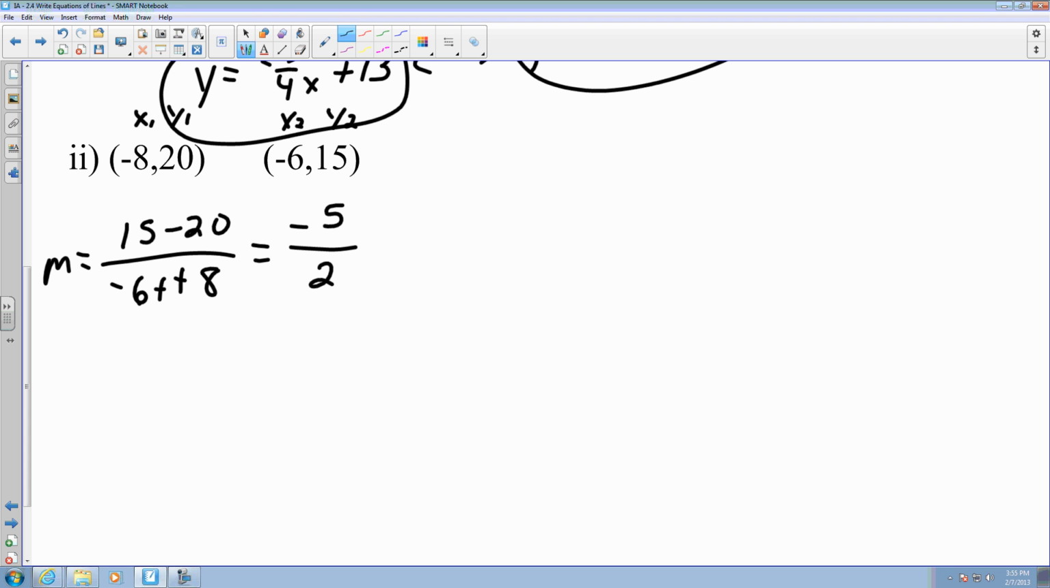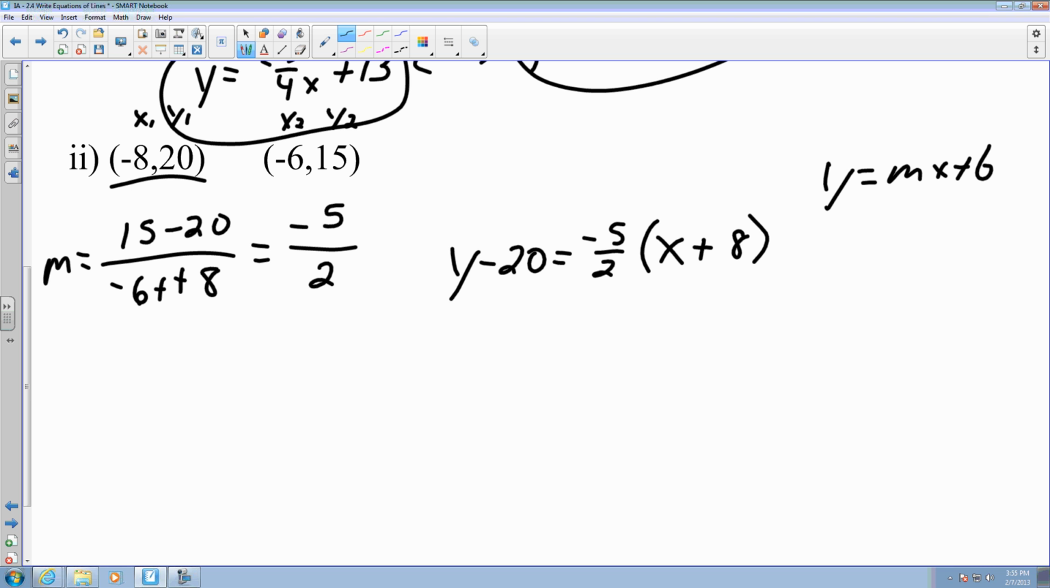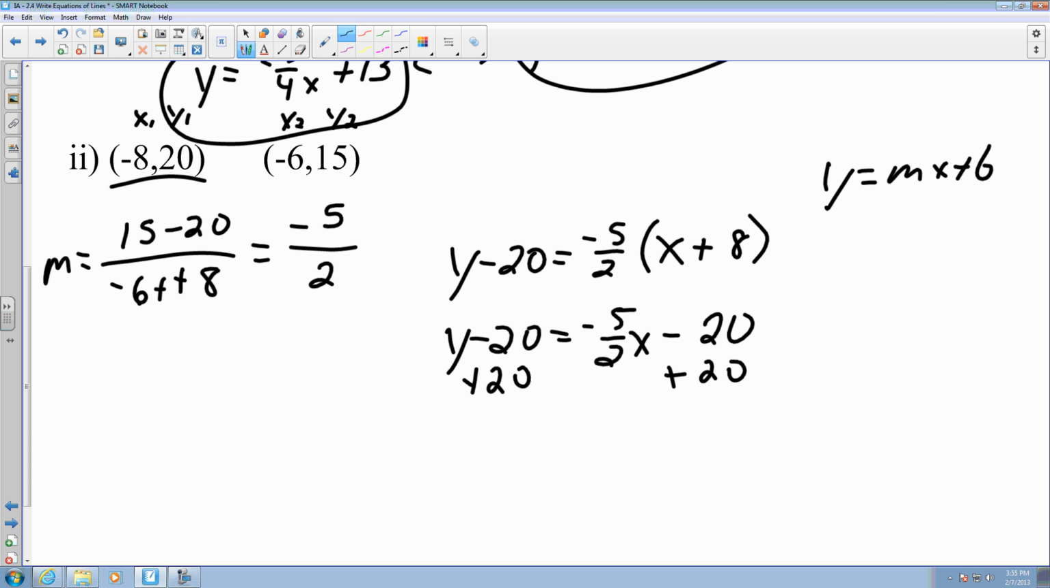Now I'm going to use one of these 2 points. I'm going to use negative 8 comma 20 for my point slope form. So that gives me y minus 20 equals a negative 5 over 2 times the quantity x plus 8. So to get it into y equals mx plus b form, I'm going to distribute that negative 5 halves to the x plus 8. So that gives me y minus 20 equals negative 5 over 2 x minus, so what, 5 times 8 is 40, divided by 2 is 20. So now I'm just going to add 20 to both sides. That gives me y equals, this goes to 0, just negative 5 halves x. And that's it.